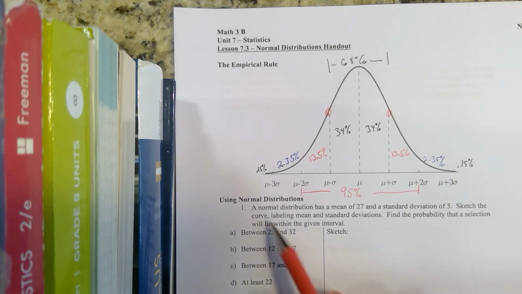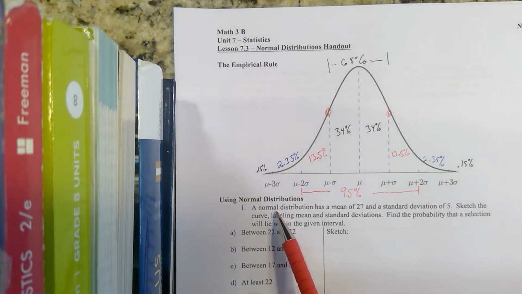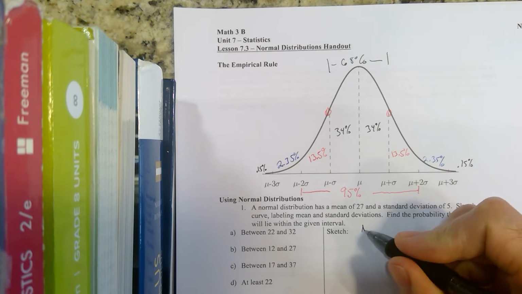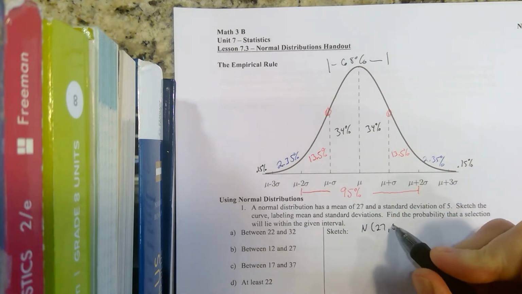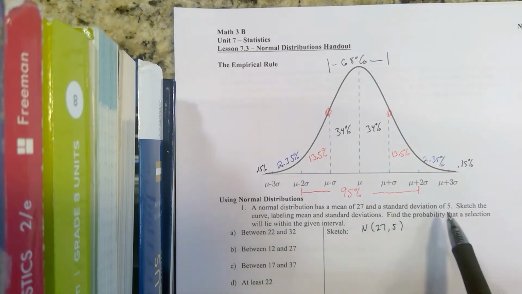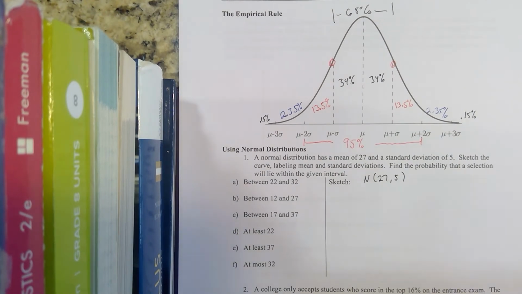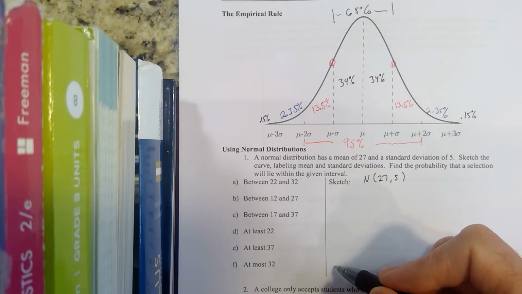Okay, so let's try some problems now that we have this information. So it's given that we have a normal distribution. Normal, so I'll go like this. Mean is 27. Standard deviation is 5. See, I've just taken all of those words and with those symbols said the same thing. Nice shortcut. Okay, it asks me to sketch this curve, so I'll just go ahead and draw this in.